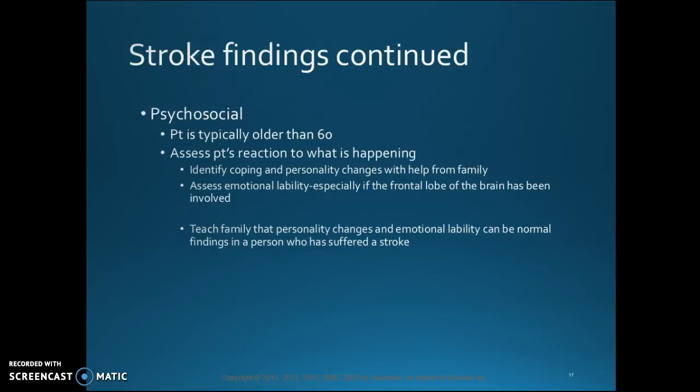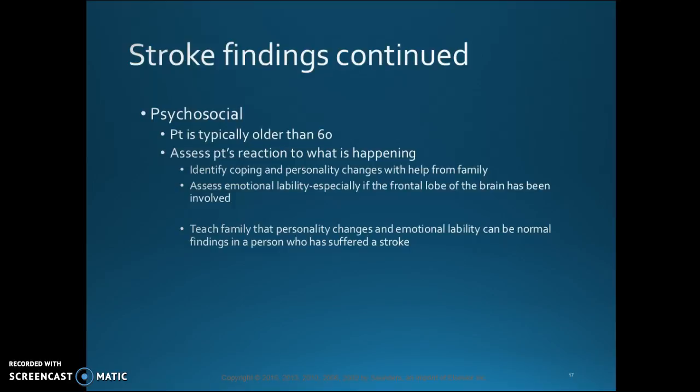Another area that I need to be working with the patient is in their psychosocial. So your book says most stroke patients are typically older, 60 years old. But again, we know that's not universal because we have younger and younger people today. But I know I'm dealing with a patient that's 60 or over for the most part. So I need to assess the patient's reaction and what's happening.